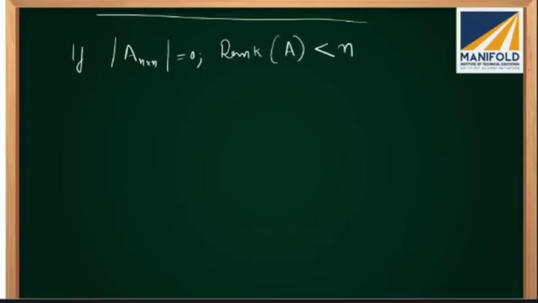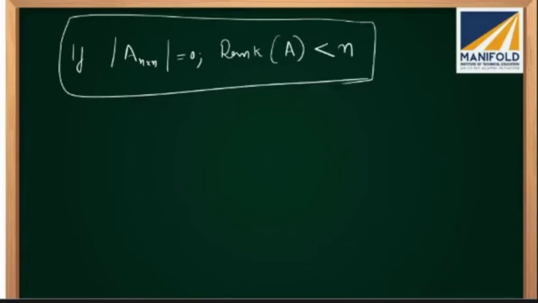If the determinant of an n by n matrix is 0, then the rank of that particular matrix is going to be less than n, which implies all rows are not linearly independent. At least one row is linearly dependent. You cannot say what the rank is from the determinant, but you can say one thing, that the rank is less than n. Is it clear to all of you? This is a very important point.